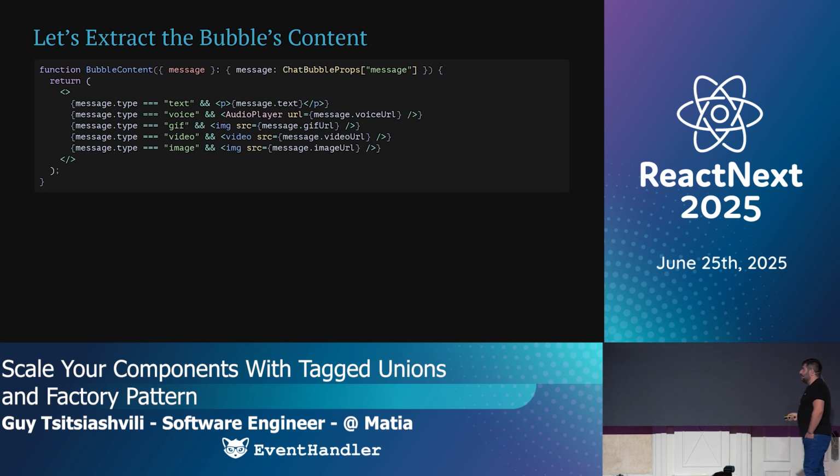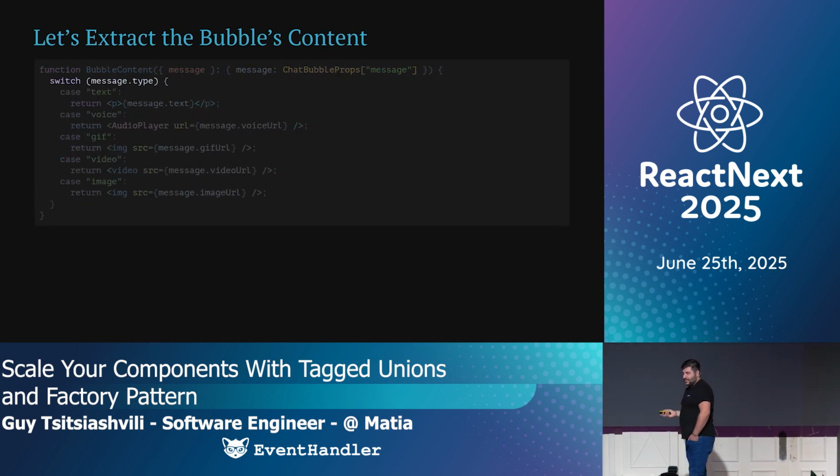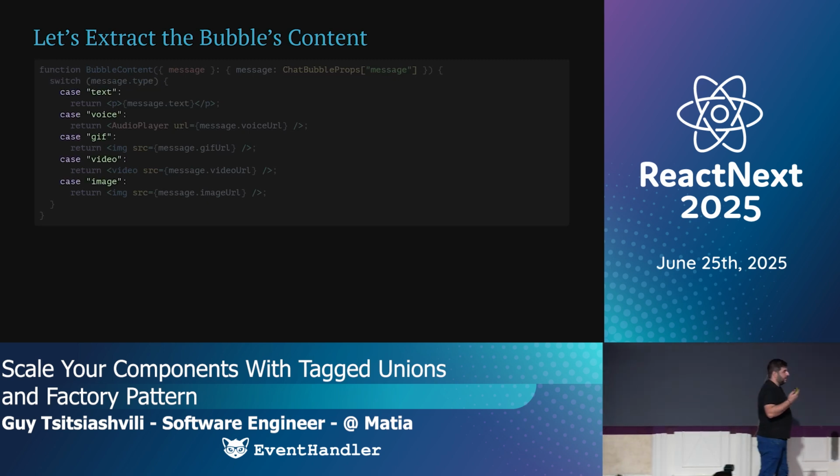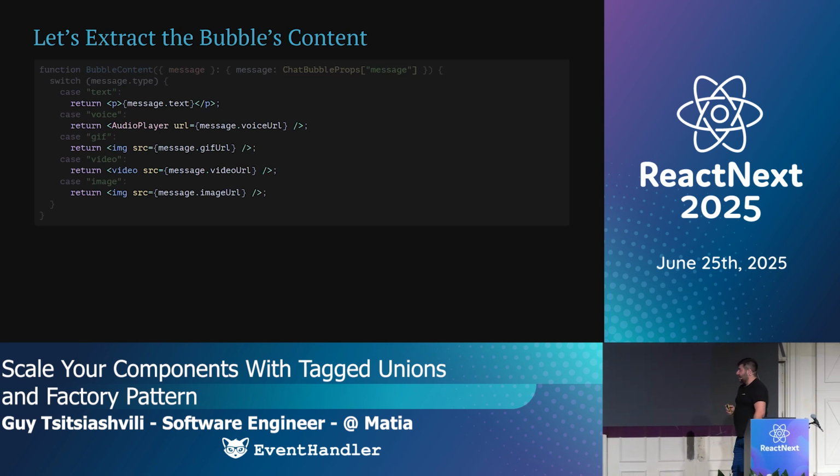So we have established that if we're checking on type, we can use the switch case. So this is exactly what I'm going to do. I'm going to switch on message.type, and for each variant, I'm going to render whatever was rendered before. And this is how we create a factory.